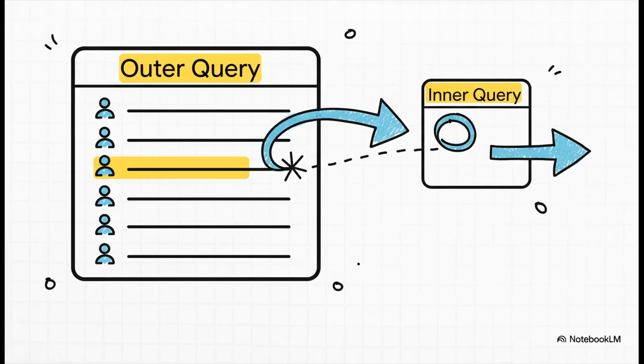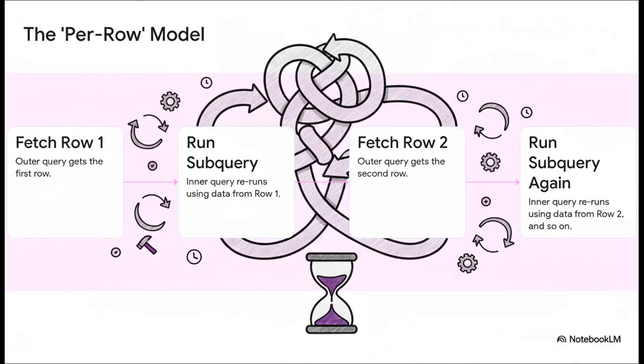Let's circle back to our very first question, finding those high-earning employees. A really common way to solve this is with a correlated subquery. You can see the key right there on the screen. The inner query is actually referencing a column from the outer query. This creates a direct dependency between them. And that little dependency? It creates a massive performance trap.